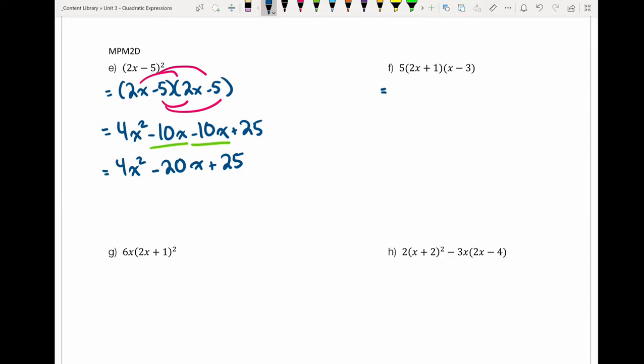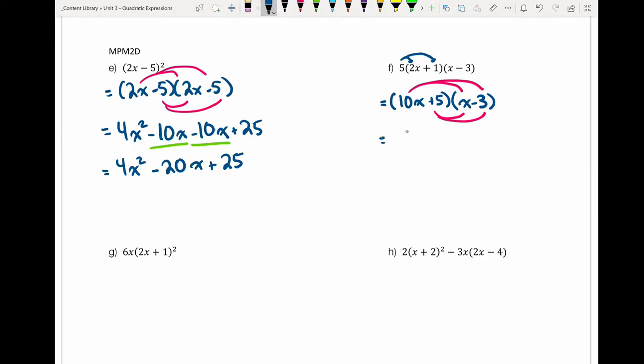So let's get rid of the 5 first. I'm going to multiply it into my first bracket. So I'm going to end up with 10x plus 5. And then I still have my last bracket, the x minus 3. And now I can FOIL because I have two binomials. Let me just move this down. So the 10 is going to get multiplied to both, and then the 5x as well.